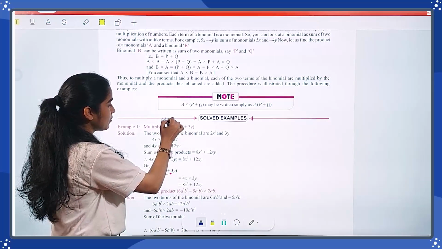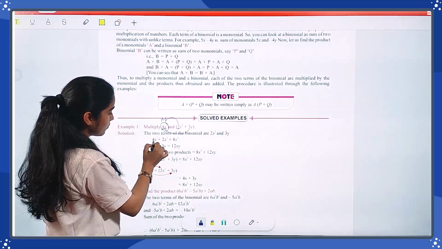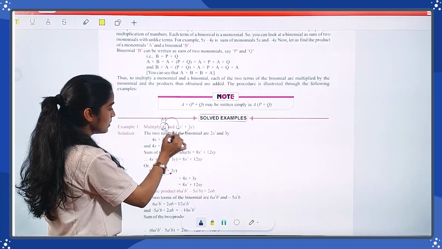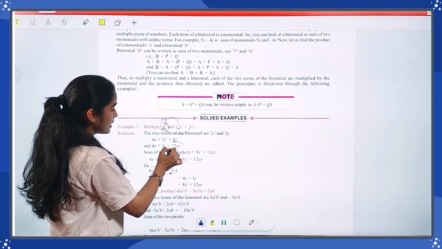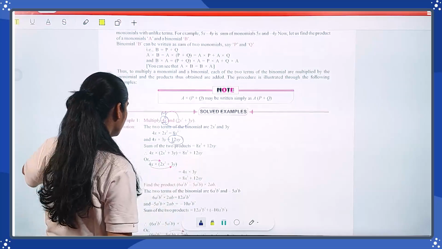First, you have to multiply 4x with 2x square, and then you have to multiply 4x with 3y. 4 2s are 8, and x1 and x2, so 8x cube. Next, 4 3s are 12, so x and y, so 12xy. This is your final answer, 8x cube plus 12xy.